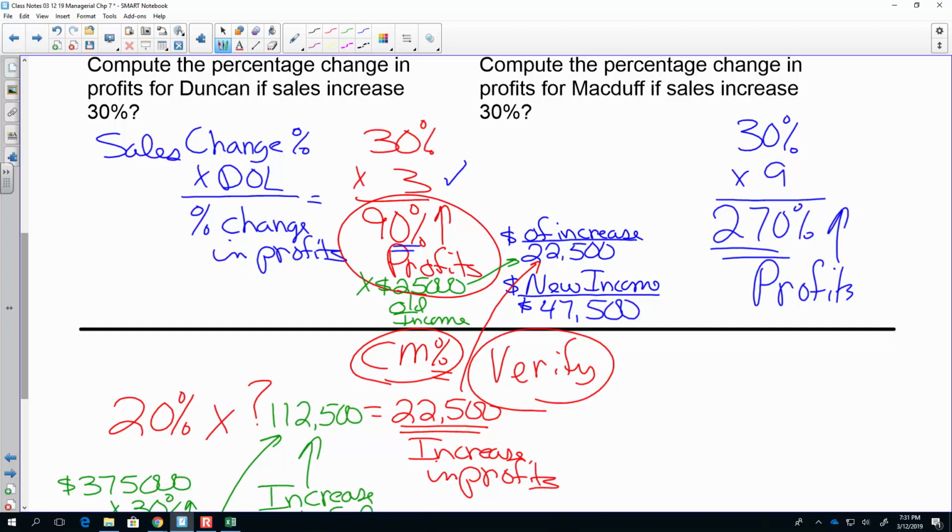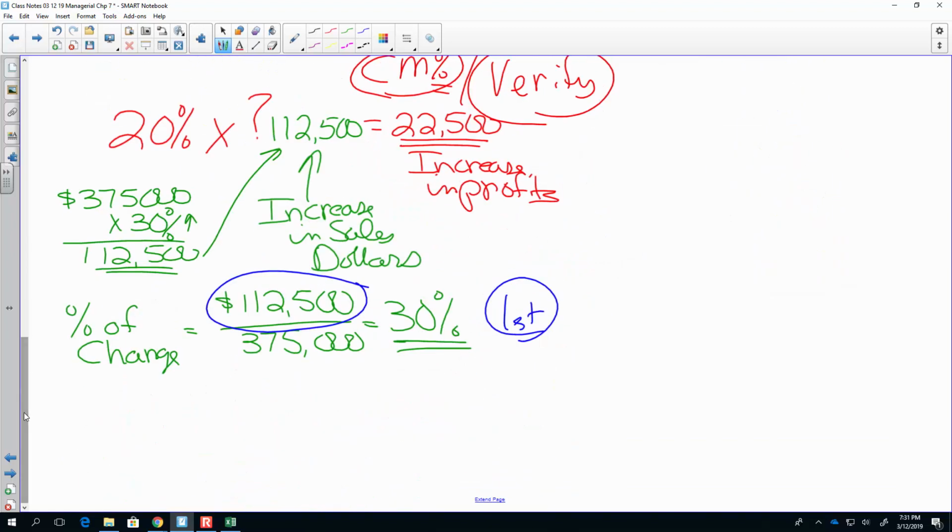I'll try it one more time. If I don't give you the sales percentage of increase, you might have to figure it out yourself. That's what I'm trying to get at here. So on the test, I might say, this is the increase in sales, 112.5. What is the percentage change in profits using the DOL of 3? I could do it that way too. You don't have to compute the DOL. I can give you the DOL of 3.